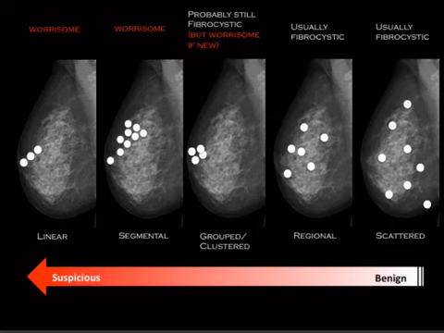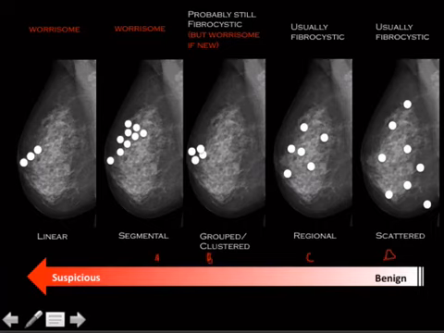But the more that they become within a pattern of the ductal system, like you can imagine that a linear or segmental could be all within the same ductal system, then that becomes progressively more worrisome. So the most suspicious, like if the multiple choice question was A, B, C, D, which of the following is the most concerning, that would be regional.